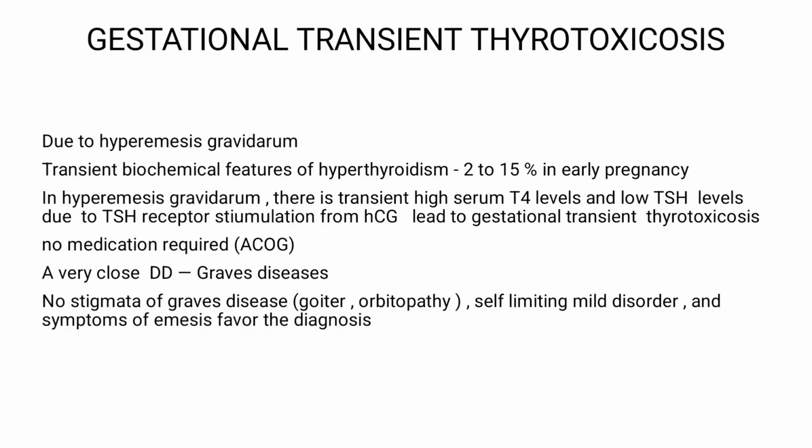Now, what is gestational transient thyrotoxicosis? This gestational transient thyrotoxicosis occurs due to hyperemesis gravidarum, and the transient biochemical features are seen in 2 to 15% of early pregnancies. So what happens in hyperemesis gravidarum? There is an increase in the serum T4 levels and low TSH levels. The free serum T4 levels are high and the TSH is low, and this occurs due to stimulation of thyroid stimulating hormone receptors by HCG that leads to gestational transient thyrotoxicosis.